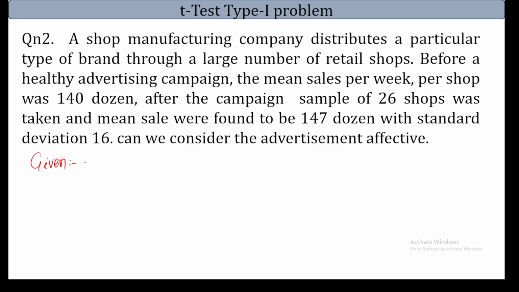What is the given standard? N is equal to 26, this is the sample. Mu is equal to 140. Once the advertisement happens, it becomes x bar, so it becomes 147. Standard deviation is 16. So now we have the direct formula, you can just put it there.